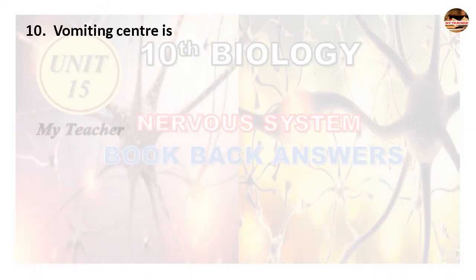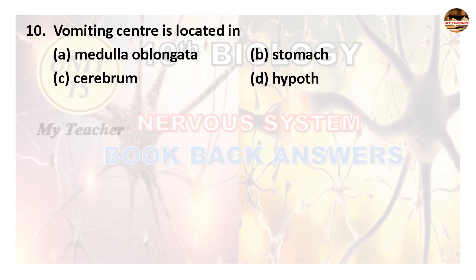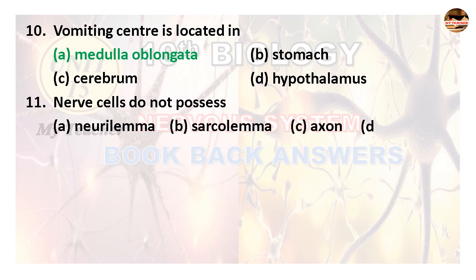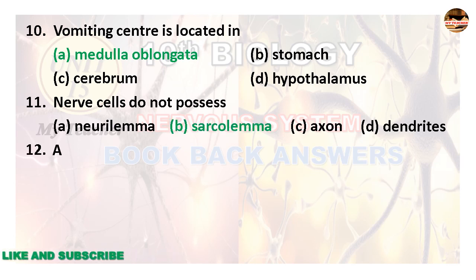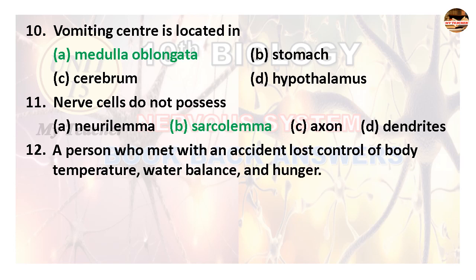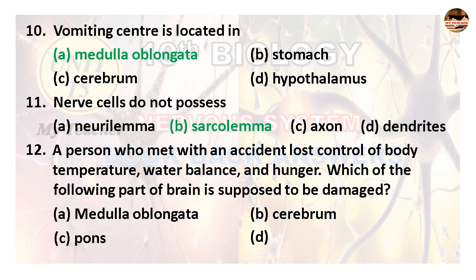Tenth question, vomiting center is located in medulla oblongata, stomach, cerebrum, hypothalamus. Answer is medulla oblongata. 11th question, nerve cells do not possess neurilemma, sarcolemma, axon, dendrites. Answer is sarcolemma. 12th question, a person who met with an accident lost control of body temperature, water balance and hunger. Which of the following part of brain is supposed to be damaged? Medulla oblongata, cerebrum, pons, hypothalamus. Correct answer is hypothalamus.